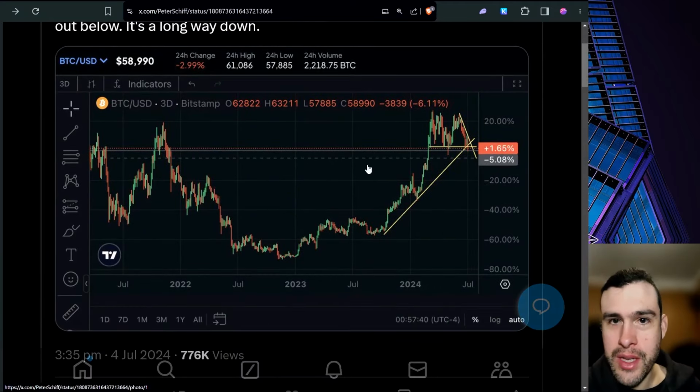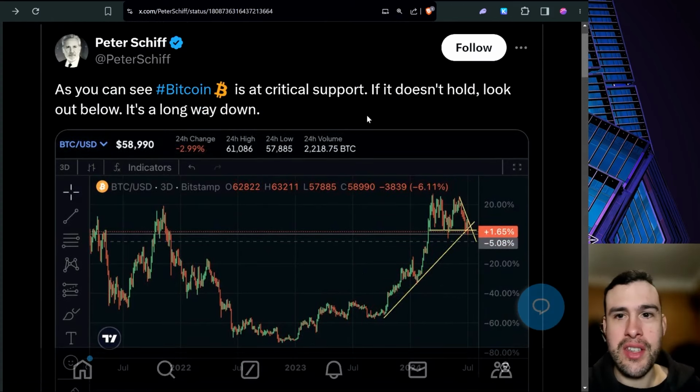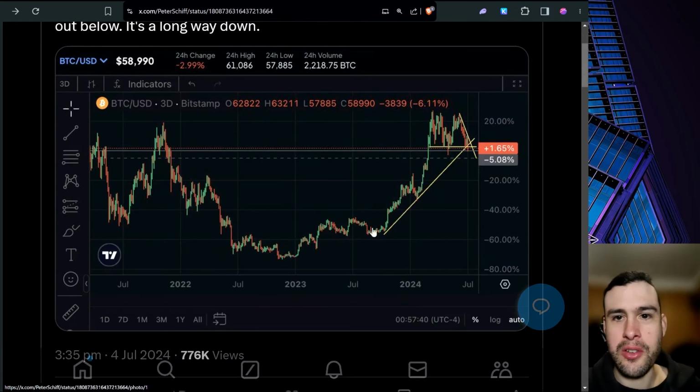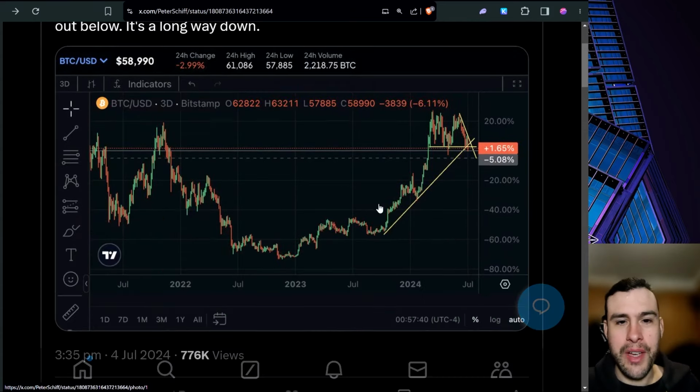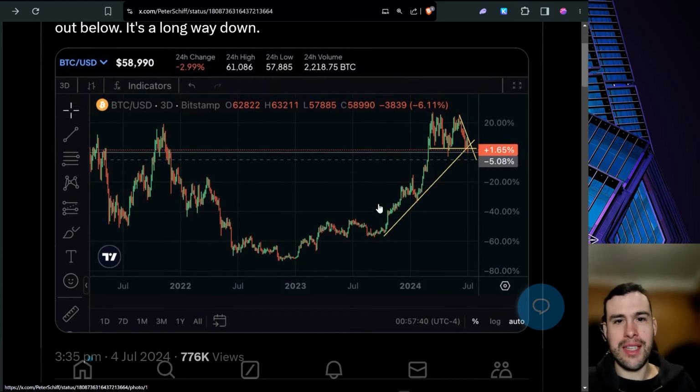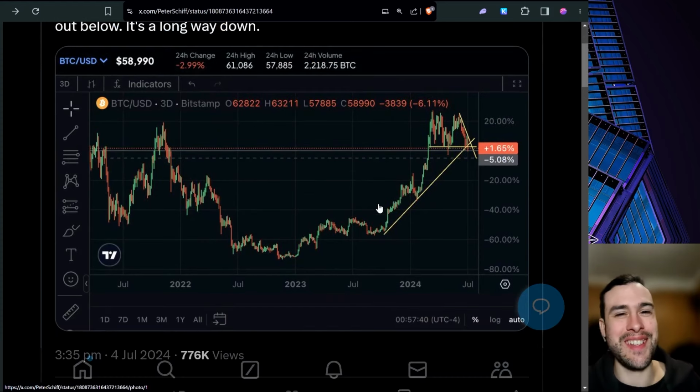So we've got, where was this? It doesn't even say. It's got percentages. That's really weird. So as you can see, Bitcoin is at crucial support. If it doesn't hold, look out below. It's a long way down. There you go. Peter Schiff's come out of the woodwork and he's doing his classic bear posting. I'm not so sure about this percentage thing though. What's the long way down? Like, this is terrible technical analysis. Anyway, I don't know. Whatever works for him. Obviously, he's got a lot more money than me, so he's obviously a lot more successful than me. That was at 58.9K. Well, we're at 55.5 right now. So there you go.